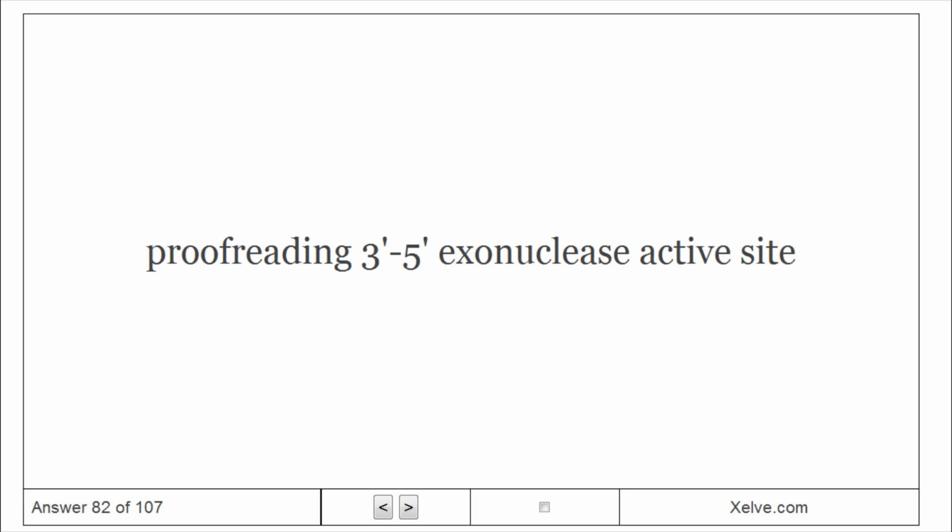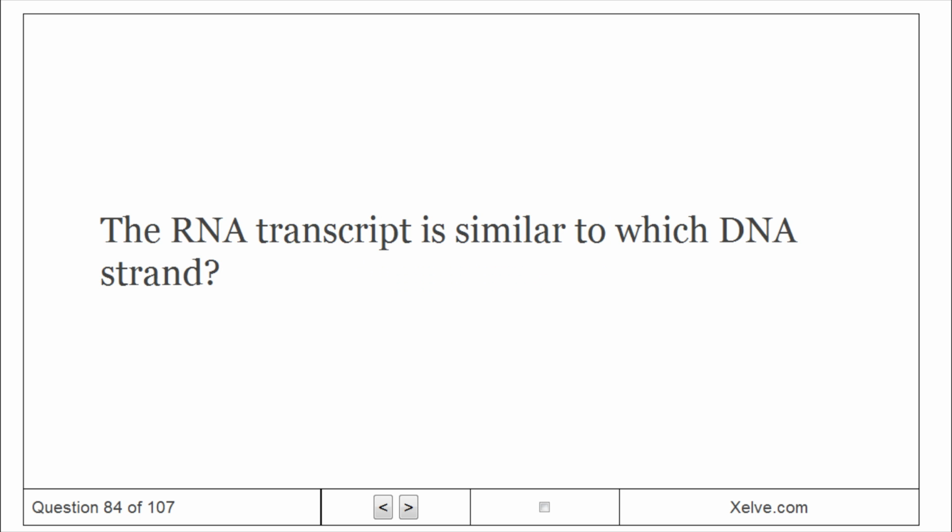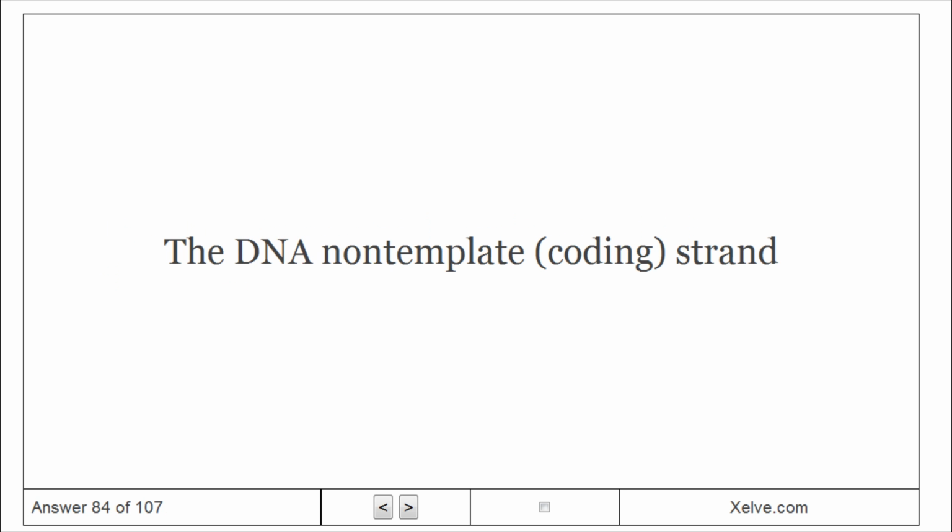Proofreading 3'-5' exonuclease active site. Rate of error for transcription: 1 error for every 10^-4 to 10^-5 ribonucleotides. The RNA transcript is similar to which DNA strand? The DNA non-template strand.